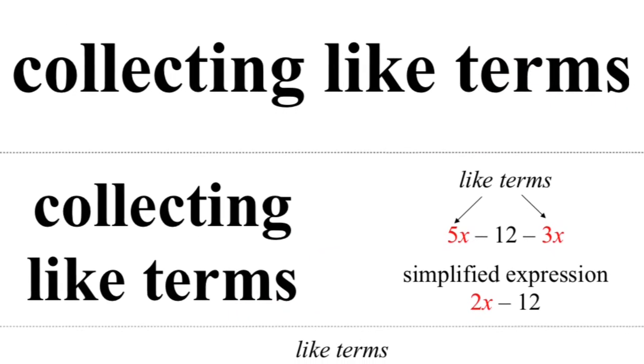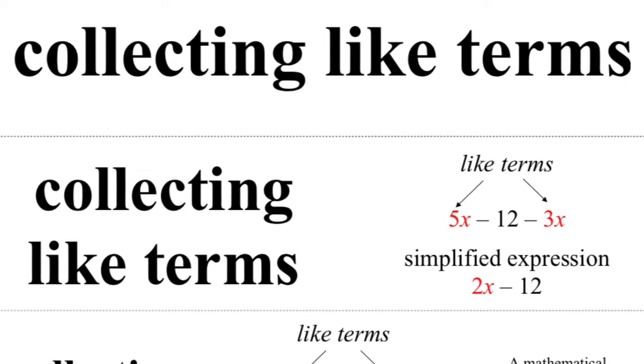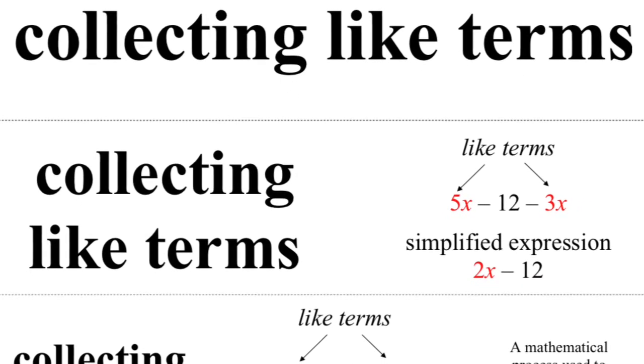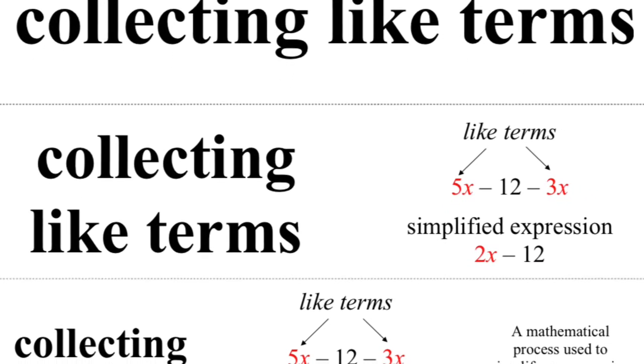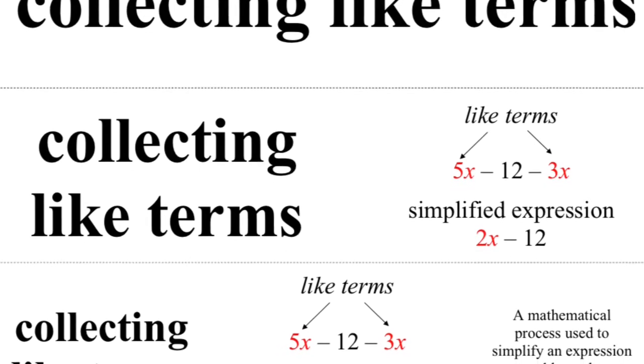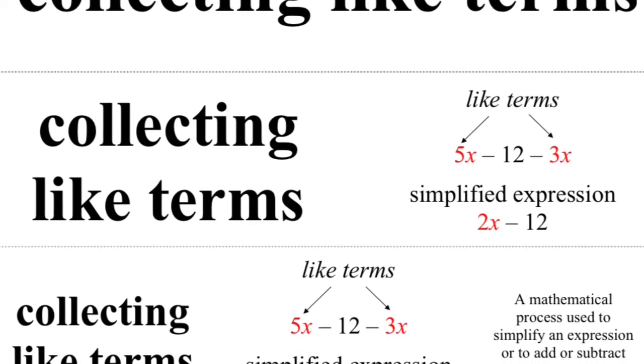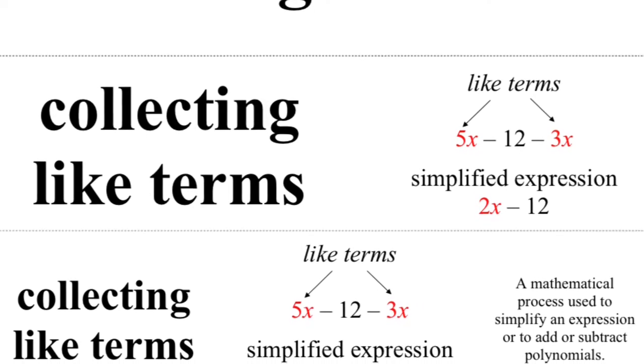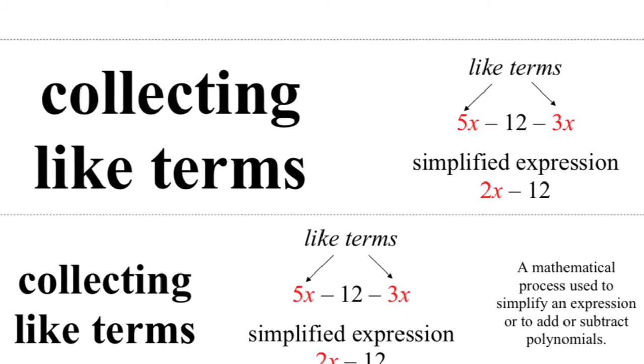Collecting like terms, also known as combining like terms, is when you take objects with the same variable and turn them into one. In this example, you can make up a problem like you have 5 xylophones and you take away 3 xylophones. That leaves you with 2 xylophones.